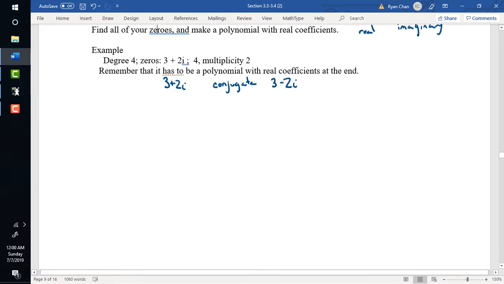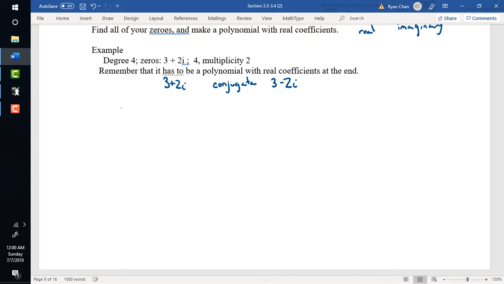So the idea is they may give you a bunch of zeros, okay? And it'll be a combination of complex plus real solutions, okay? So the idea is they want you to write a polynomial with real coefficients at the end, okay? So I have degree 4, which means I have 4 zeros. My zeros are 3 plus 2i, I have a conjugate of 3 minus 2i, and I have 4 with a multiplicity of 2.